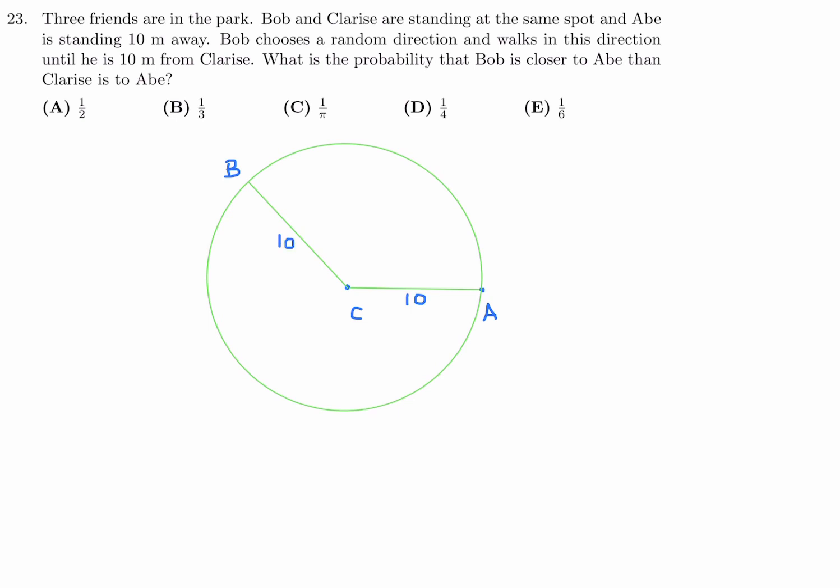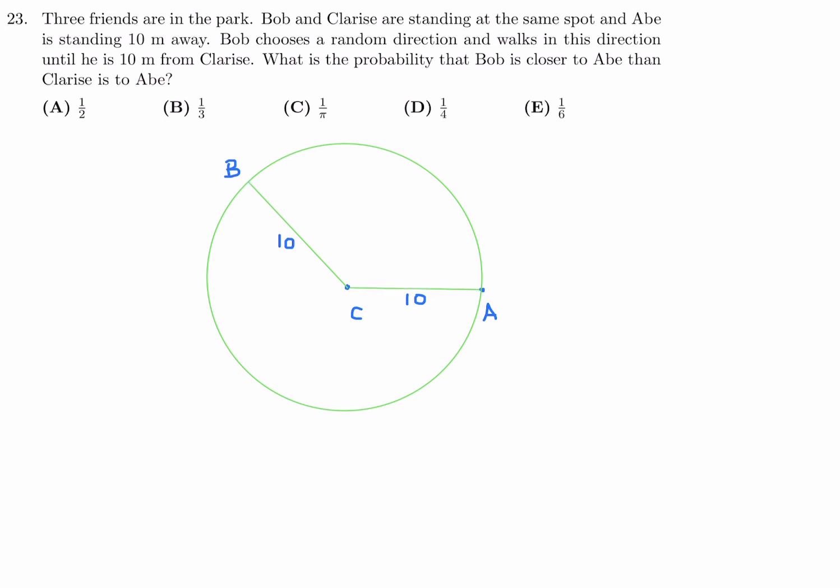Now, the thing is, he's going to be there, but he could be anywhere on the circle. He could be here, he could be there, and so on, right? He could be anywhere. I don't know where he's going to be. But they have given me a criteria that wherever he ends up, they want the distance from him to Abe, which I guess would be that distance, to be less than the distance from Clarice to Abe. Well, currently it doesn't seem to be the case at all.